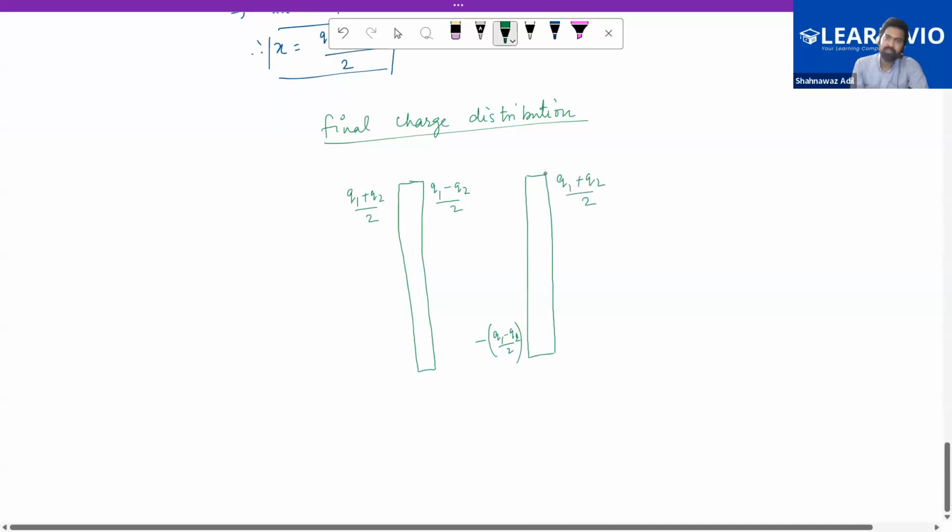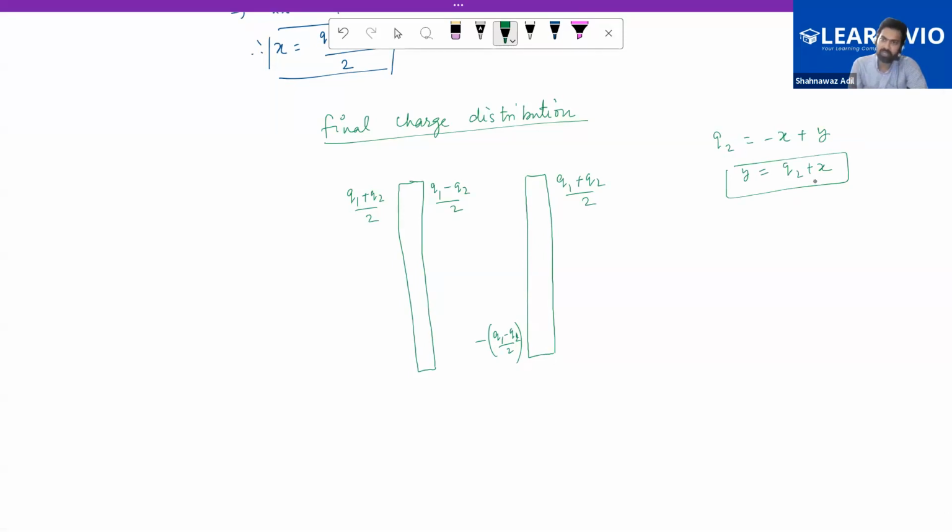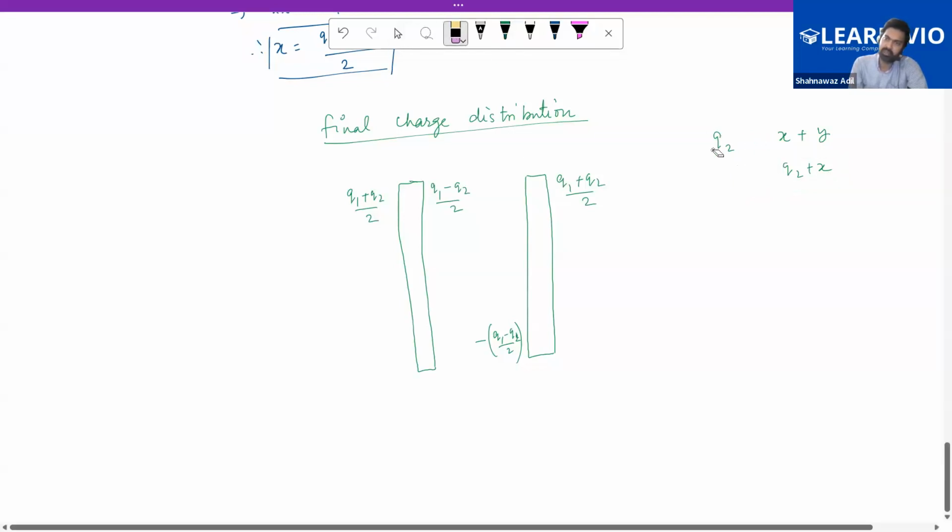Right. Because this was what? This was Q2 and this was minus x plus y. So this y was Q2 plus x. Then we solved this and we got Q1 by 2 and then minus of Q2 by 2. Okay, so this is the final charge distribution. Is it clear to you?